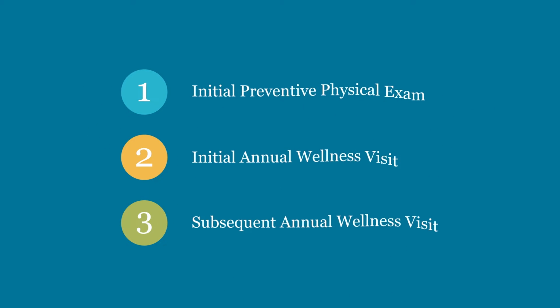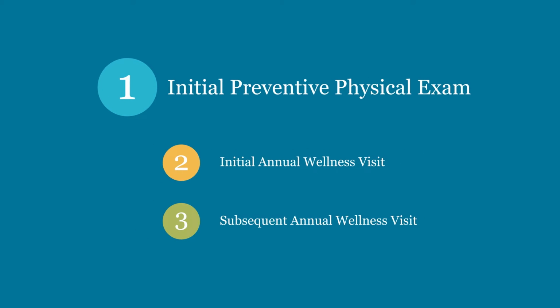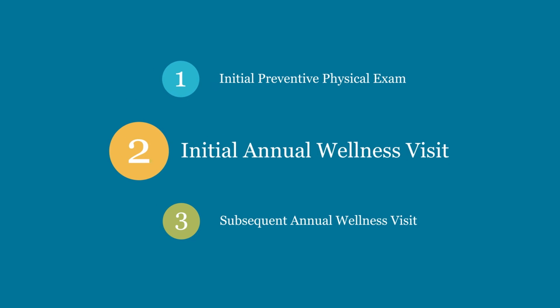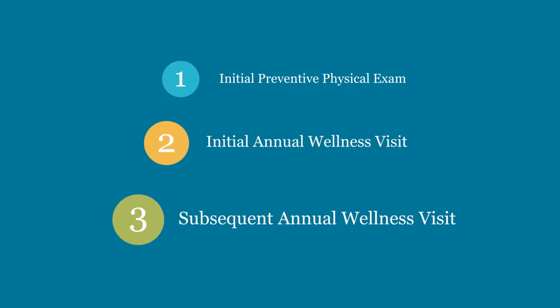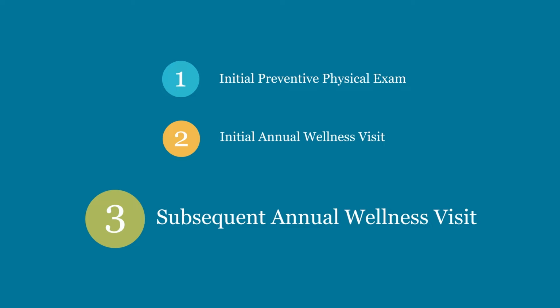Let's start with an introduction to the 3 types of Medicare Wellness visits. The first type is the Initial Preventive Physical Exam. The second type is the Initial Annual Wellness Visit. And the third type is the Subsequent Annual Wellness Visit.